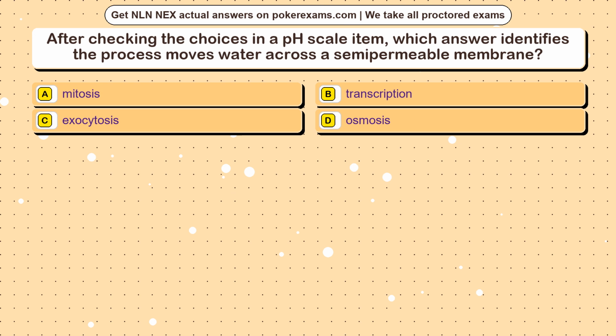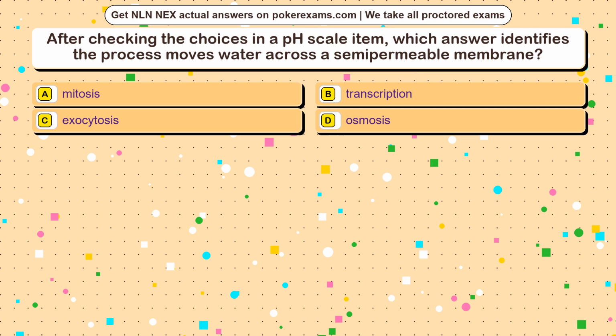Question 3. After checking the choices in a pH scale item, which answer identifies the process that moves water across a semi-permeable membrane? Option A, mitosis. Option B, transcription. Option C, exocytosis. Option D, osmosis.